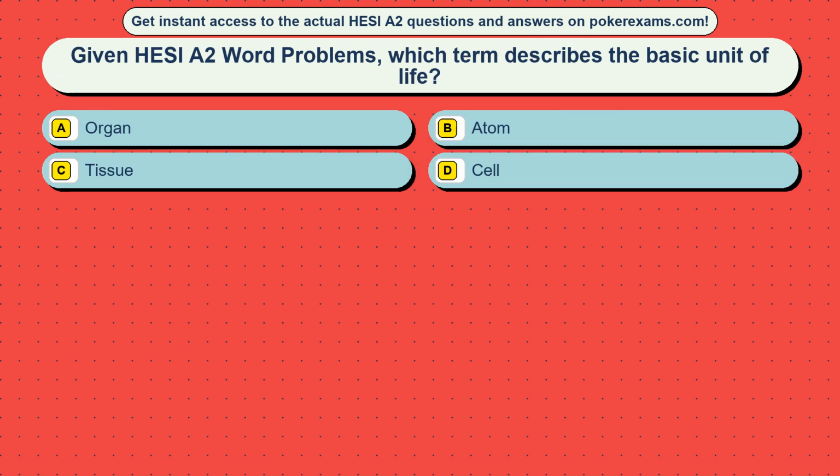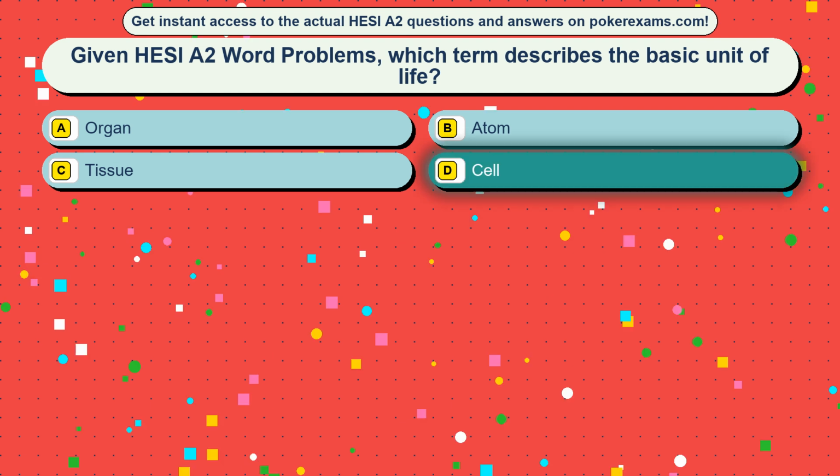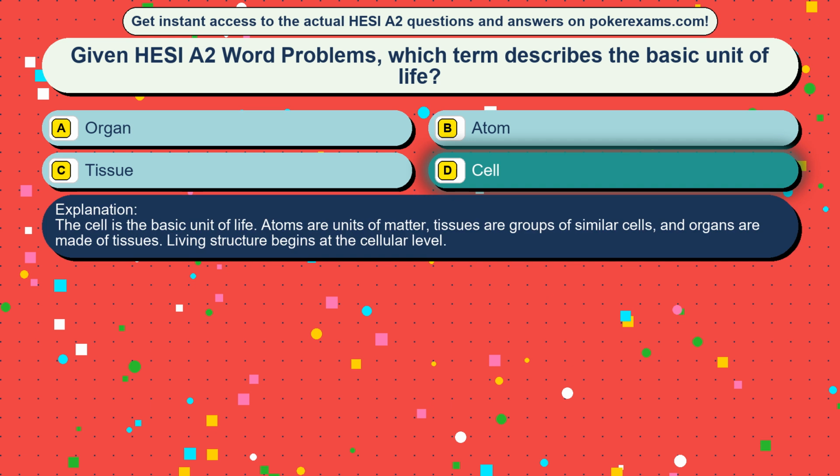Question 8. Given HESI A2 word problems, which term describes the basic unit of life? Option A, organ. Option B, atom. Option C, tissue. Option D, cell. The correct answer is option D, cell. The cell is the basic unit of life. Atoms are units of matter, tissues are groups of similar cells, and organs are made of tissues. Living structure begins at the cellular level.